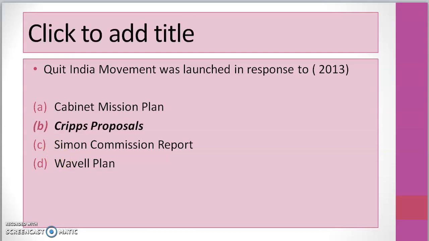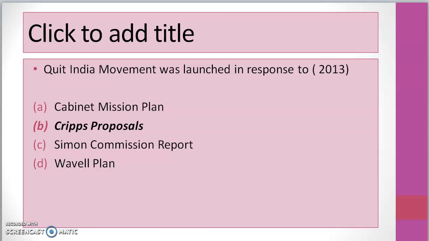Okay, now as I told you while we were talking about the civil disobedience movement, whenever you are preparing this Quit India movement, always look at the cause of the movement, then focus on the course of the movement followed by the consequence of the movement. So cause, course and consequence are the three stages that you should focus upon whenever you are preparing this Quit India movement.